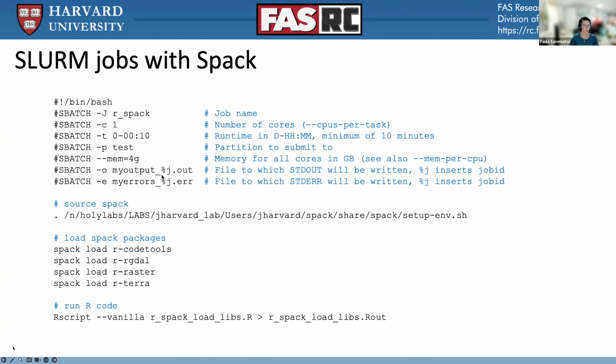So if you would like to submit a Slurm job with spec, here are the usual Slurm directives that we have. But the additional step that you need is to source spec. It's better to have the entire path. You can substitute a dot with the word source. You have to load each package that you need, as long as it's not a dependency.